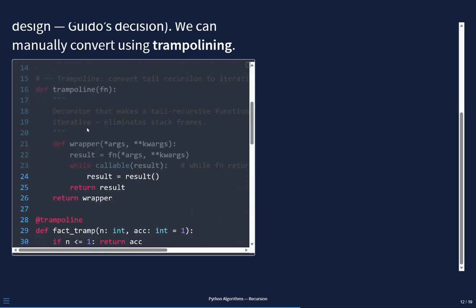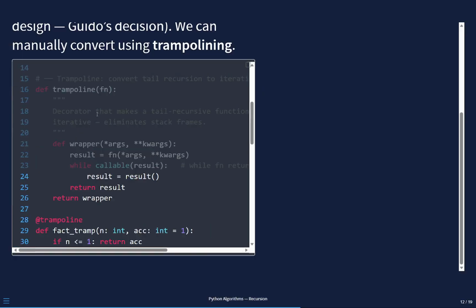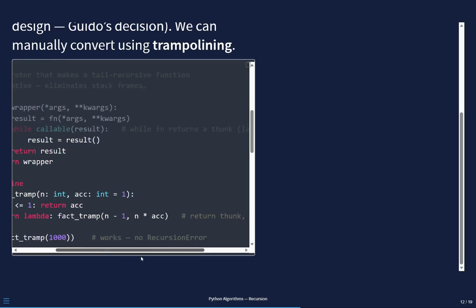The answer is trampolining. Instead of calling the next recursion directly, the function returns a thunk, a zero-argument lambda that represents the next call. The trampoline wrapper keeps calling the result as long as it's callable. The loop replaces the call stack.